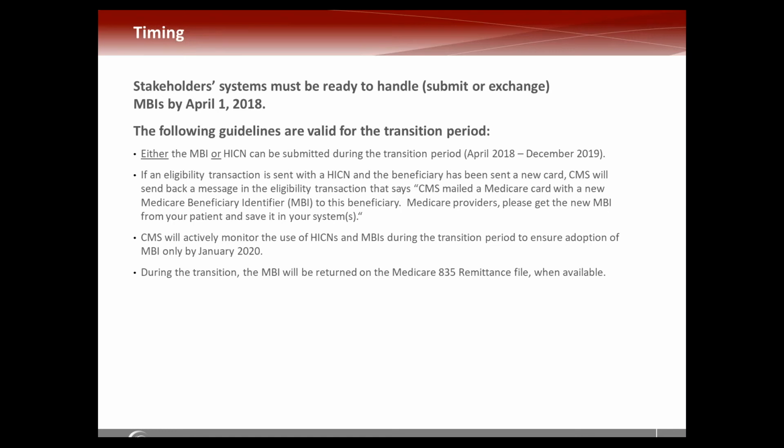Either the MBI or the HICN can be submitted during the transition period of April 1st, 2018 through December 31st, 2019. If an eligibility transaction is sent with a HICN and the beneficiary has been sent a new card, CMS will send back a message in the eligibility transaction that says, quote, "CMS mailed a Medicare card with a new Medicare Beneficiary Identifier, MBI, to this beneficiary. Medicare providers, please get the new MBI from your patient and save it in your systems," end quote.